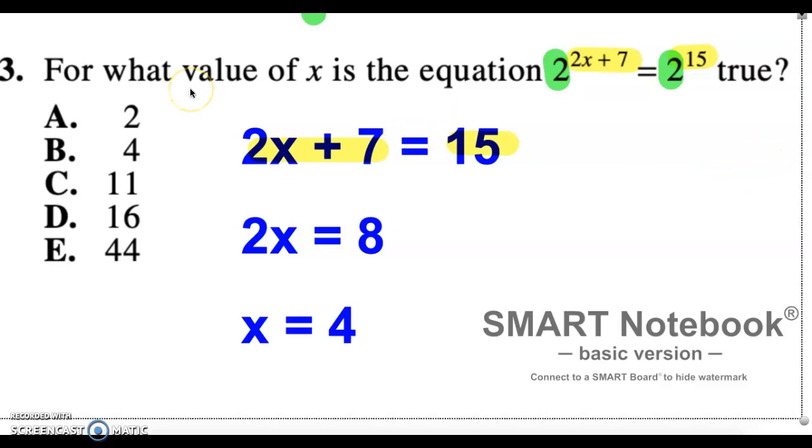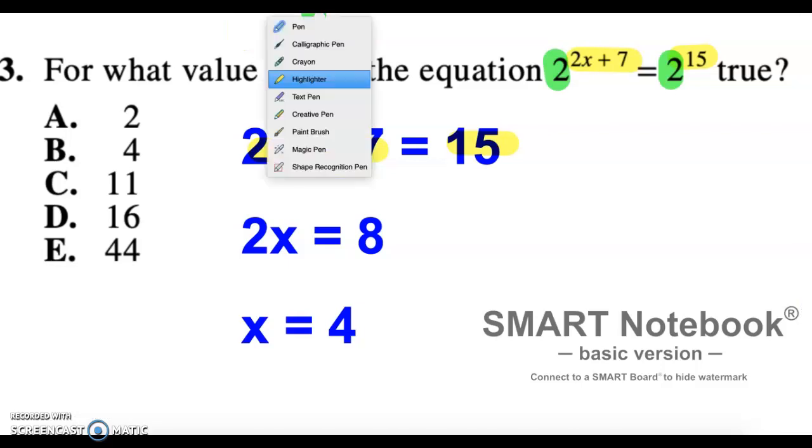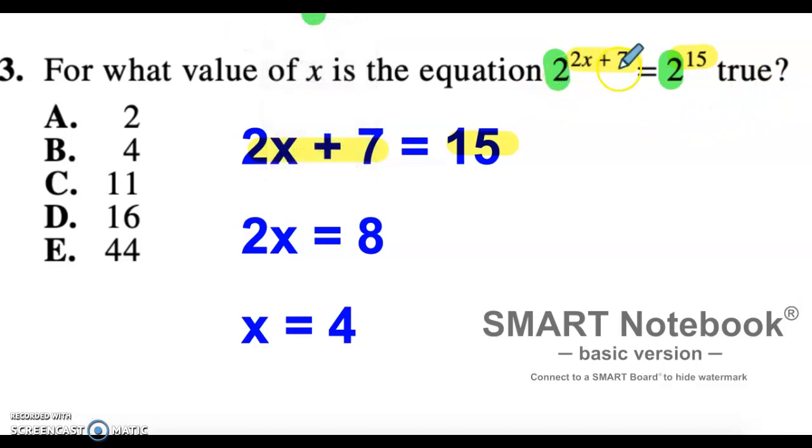All right, this problem says, for what value of x is the equation 2 raised to the 2x plus 7th power equal to 2 raised to the 15th power? So when you have exponential expressions, like here, 2 raised to the 2x plus 7, the 2 that is highlighted in green, that is called the base. So I'll put that here, that is the base. And the yellow part, that's the exponent.